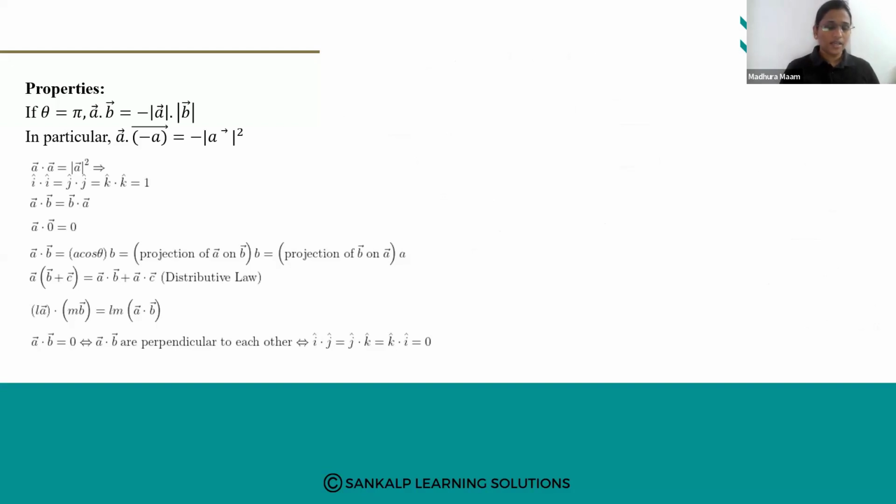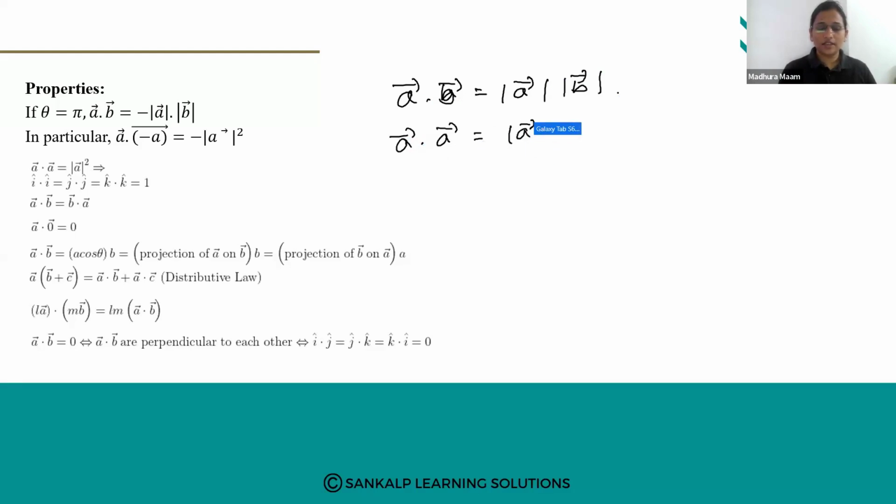Next point. In general, remember this. If theta is 0, in general, if you have A into A, then by definition it becomes magnitude of A into magnitude of A. So it is written as magnitude of A square because you are multiplying it twice. A into A is A square. This is if theta is 0. So always remember A into A is magnitude of A square.